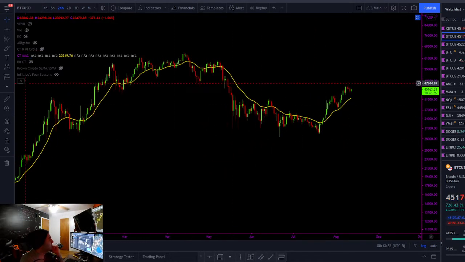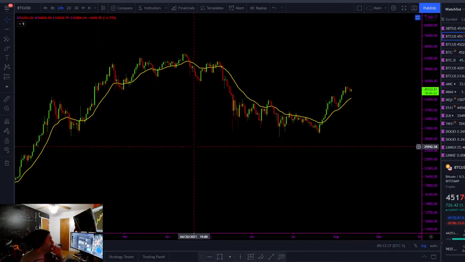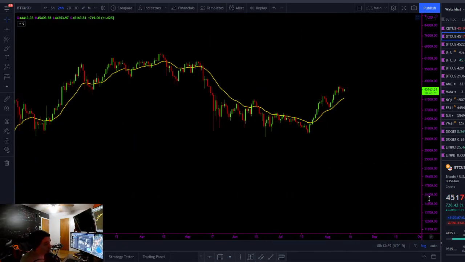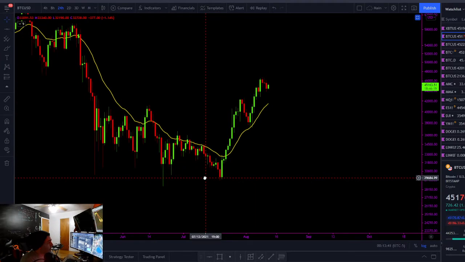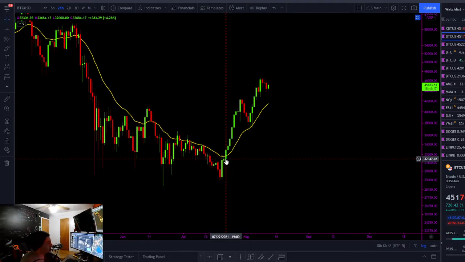Okay, so what are we looking for here? As far as price action is concerned, what we are looking for is for price action to first break above. This is warning shot number one for a potential long position.